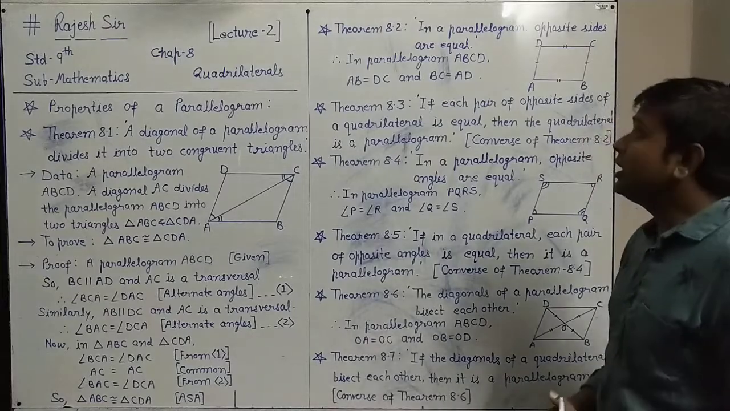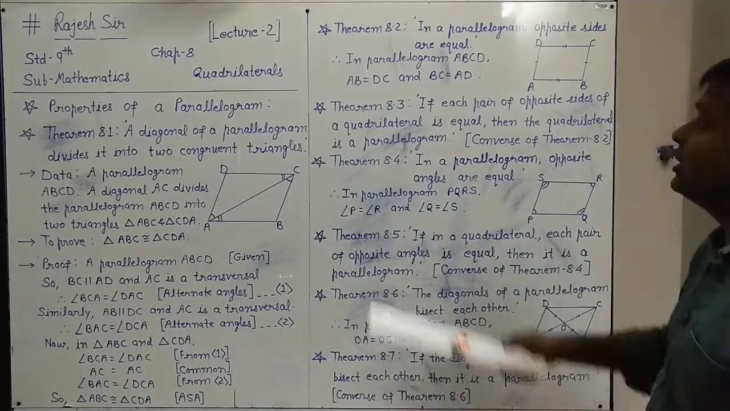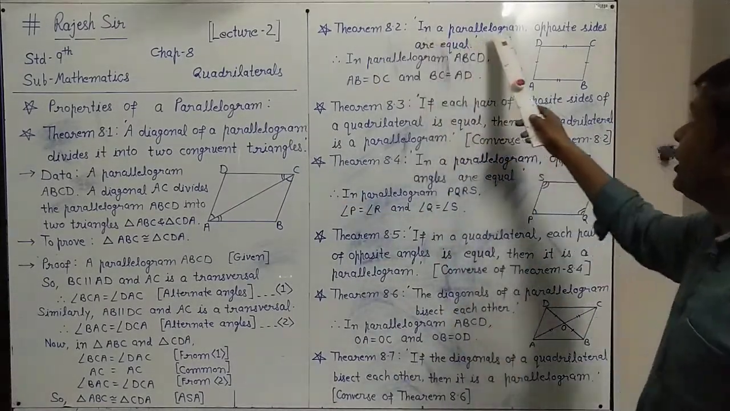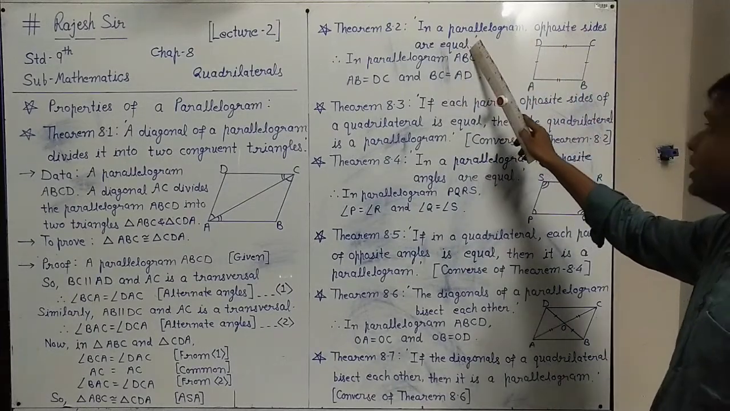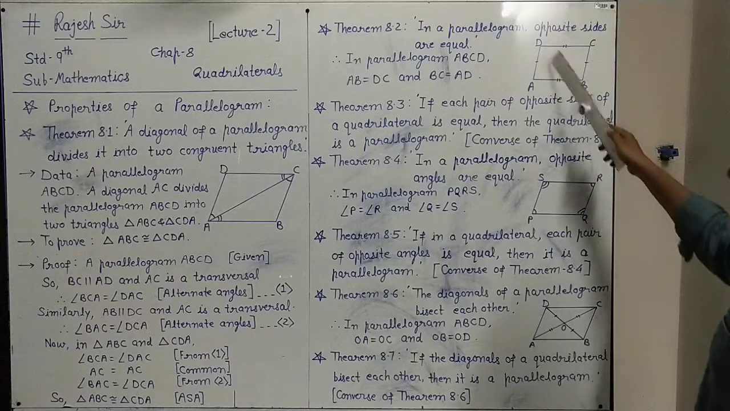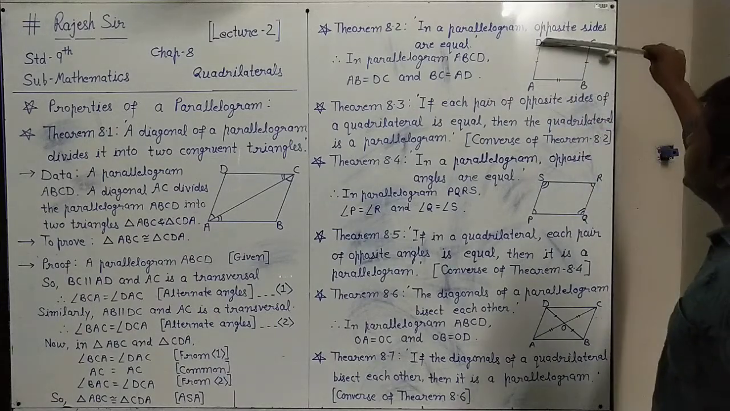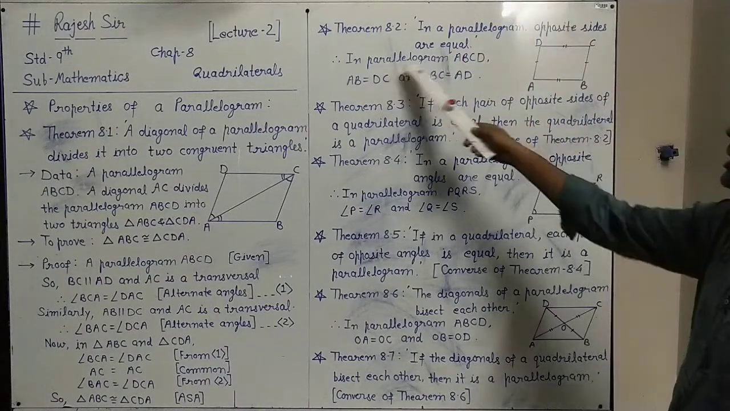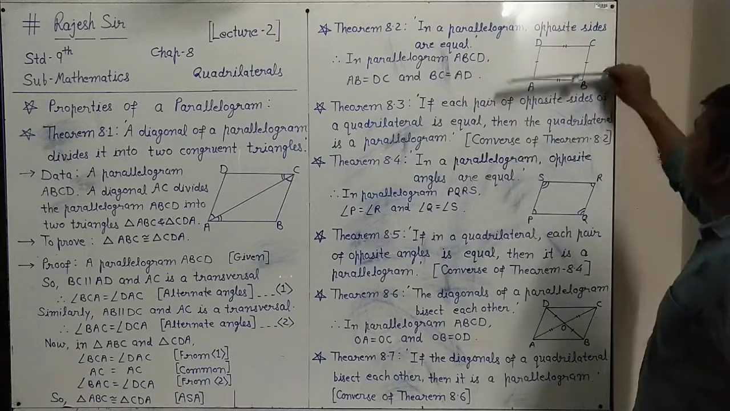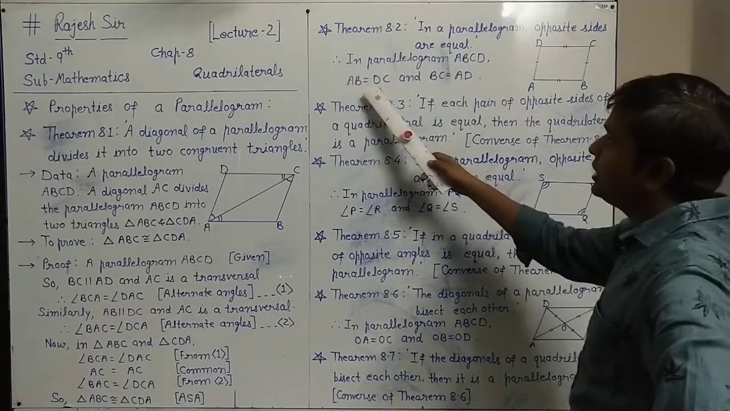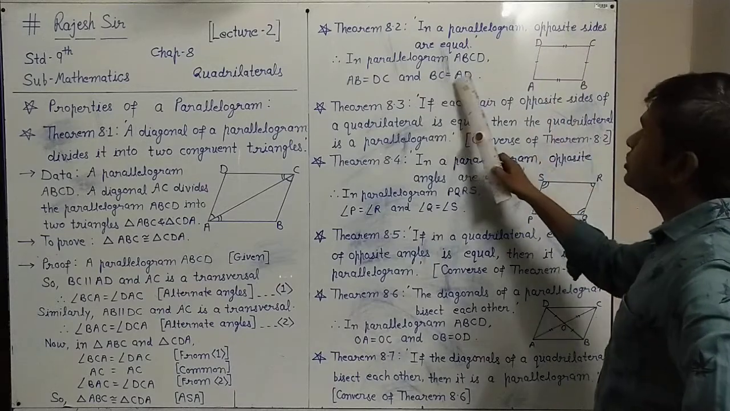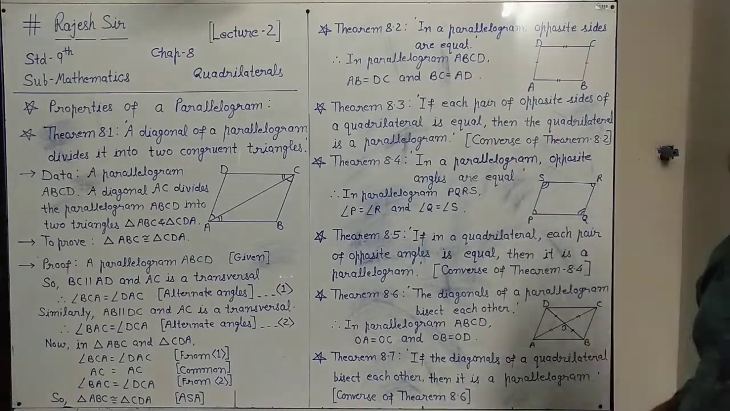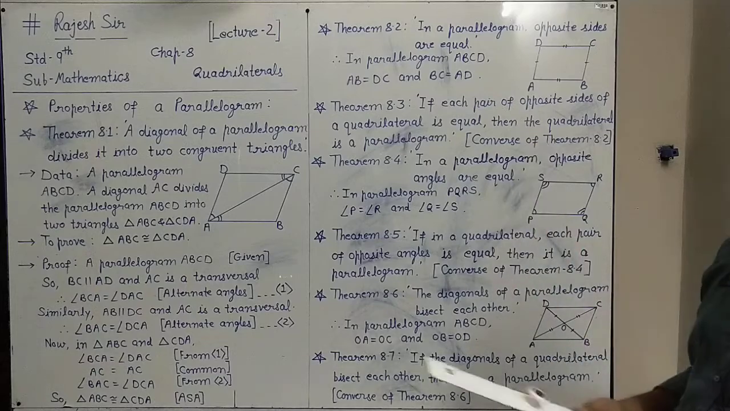Now the next theorems are in the form of properties. Theorem 8.2: In a parallelogram, opposite sides are equal. So let the parallelogram ABCD be there. Their opposite sides are AB and DC. So in a parallelogram ABCD, AB and DC are parallel opposite sides, so they are equal, and BC and AD are also opposite sides, so they are also equal. So in a parallelogram, opposite sides are equal.